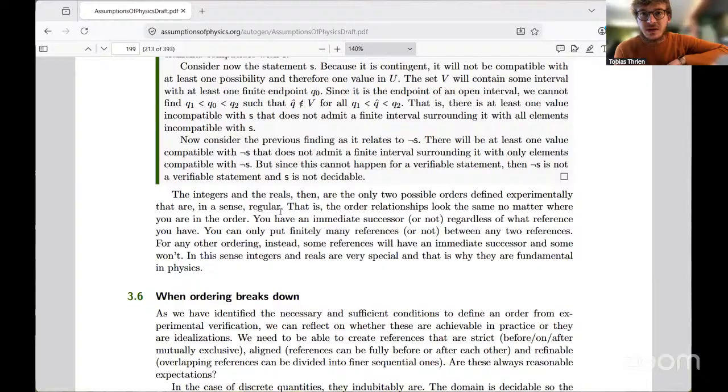Okay, the integers and the reals then are the only two possible orders defined experimentally that are, in a sense, regular. That is, the order relationships look the same no matter where you are in the order. You have an immediate successor or not, regardless of what reference you have. You can only put finitely many references or not between any two references. For any other ordering, instead, some references will have an immediate successor and some won't. In this sense, integers and reals are very special, and that is why they are fundamental in physics.